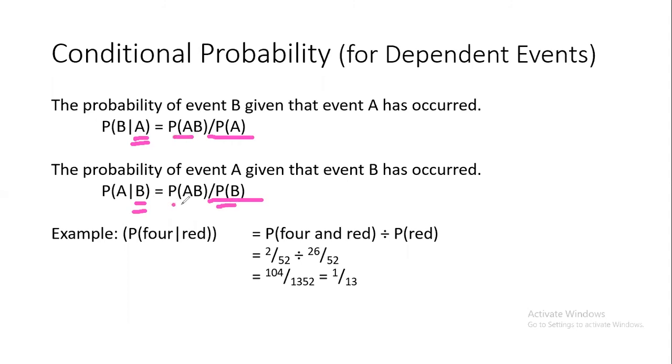Yung nasa unahan, it's a combination or joint. So given the probability of getting 4, given that it is red. So nasa dulo yung red, what is the probability of getting red? You have 26 over 52. 13 hearts, 13 diamond, 26 over 52. Getting 4 and red: two over 52. 4 na siya, red pa siya. So, 4 diamond, 4 heart, 2 over 52.